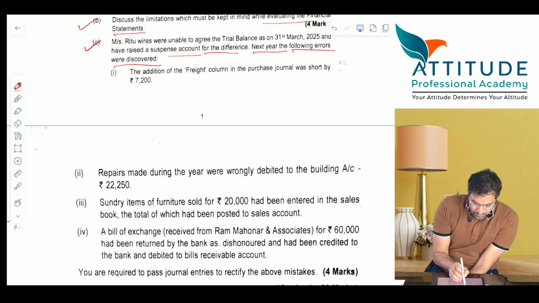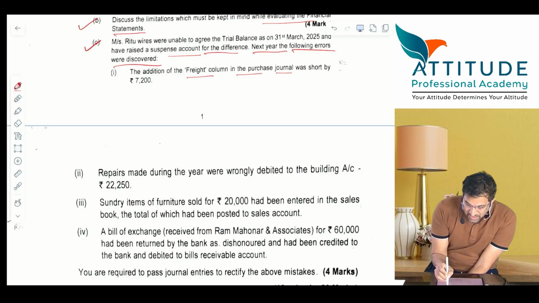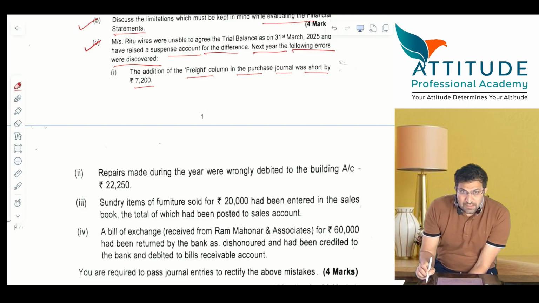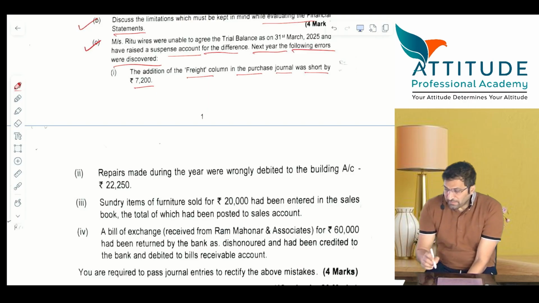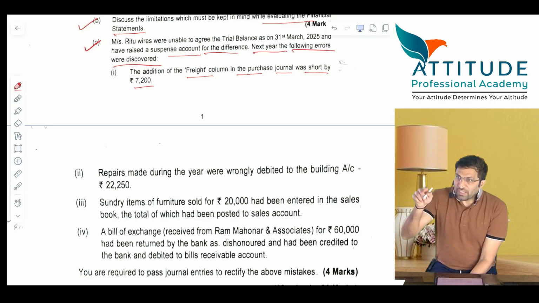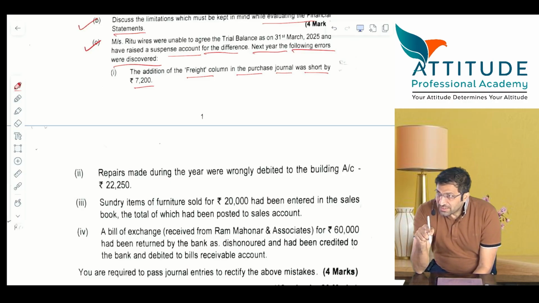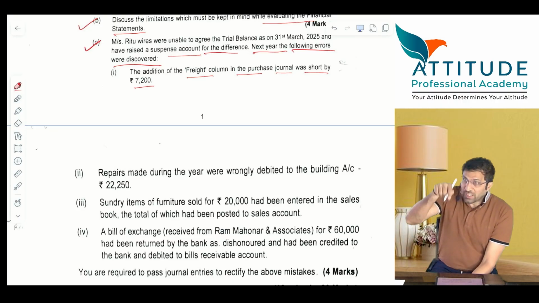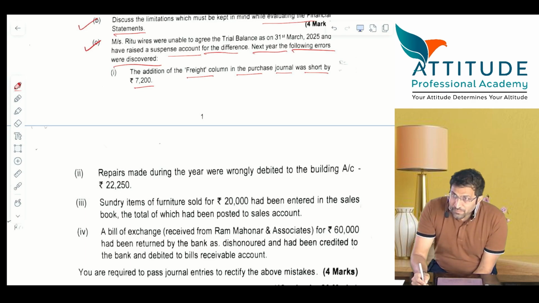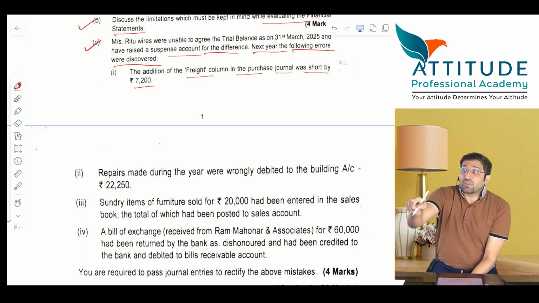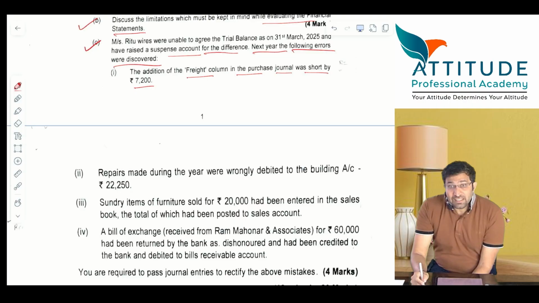First one. The addition of freight column in the purchase journal was short by 7,200. Means freight is not accounted. Only in the freight column, that too. So freight account nahi hua hai and single sided error. Now freight should come into picture. Entry. Not freight account debit. Freight is a nominal account. Nominal account को cancel करके क्या करना है?